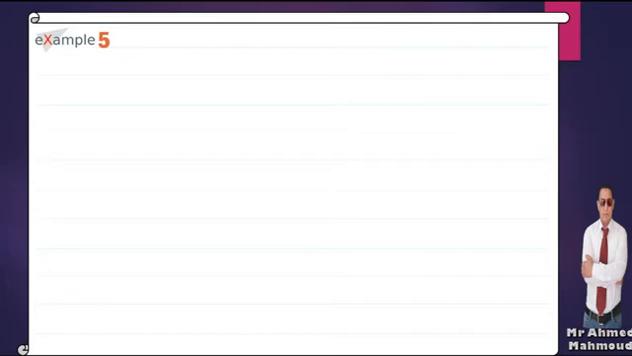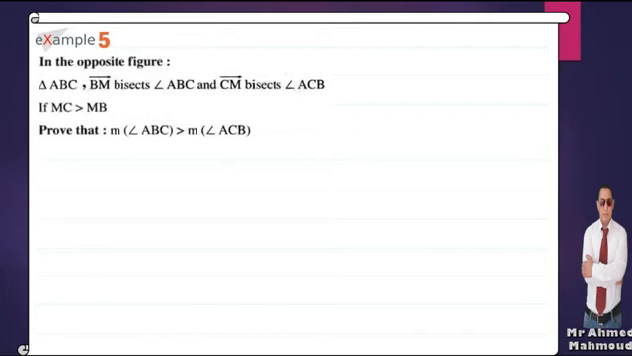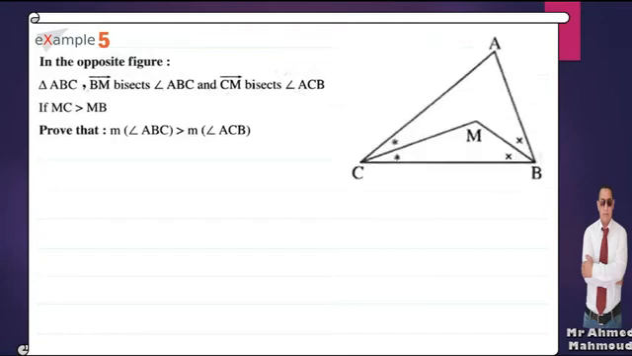Here in example 5, in the opposite figure ABC is a triangle, as we see. BM bisects angle ABC, CM bisects angle C, where MC is bigger than MB. Here MC is bigger than MB. This one is big and this one is small. Then prove that angle ABC is bigger than angle ACB.